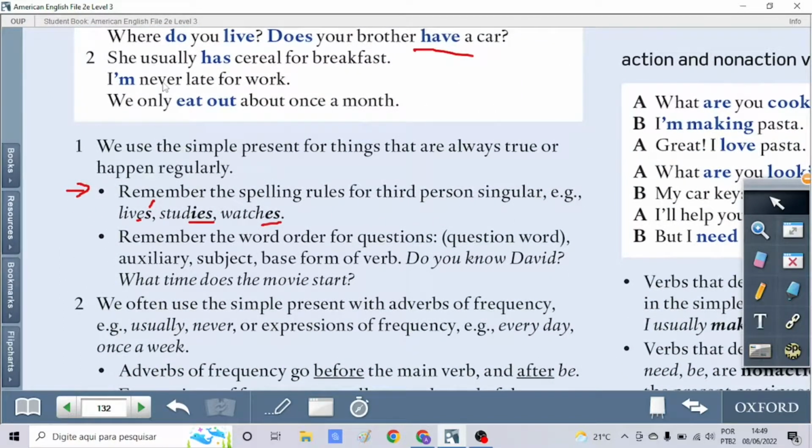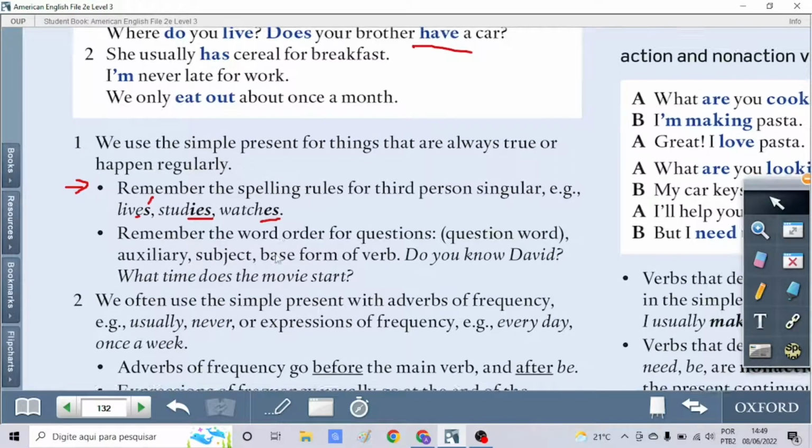And in examples too, we often use the simple present with adverbs of frequency. So every time we have usually, never, once a month, we have here adverbs of frequency, usually, never, and once a month is a frequency expression. So this is something which is very characteristic of this verb tense.